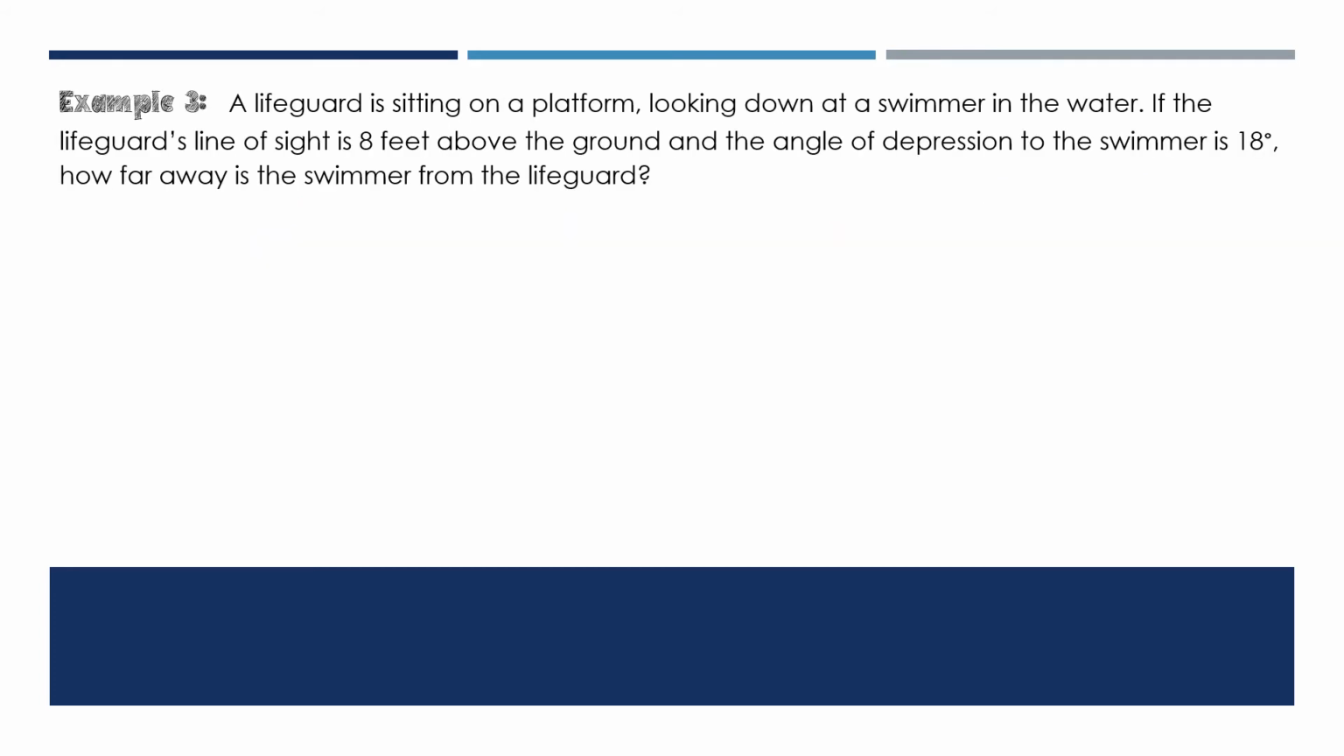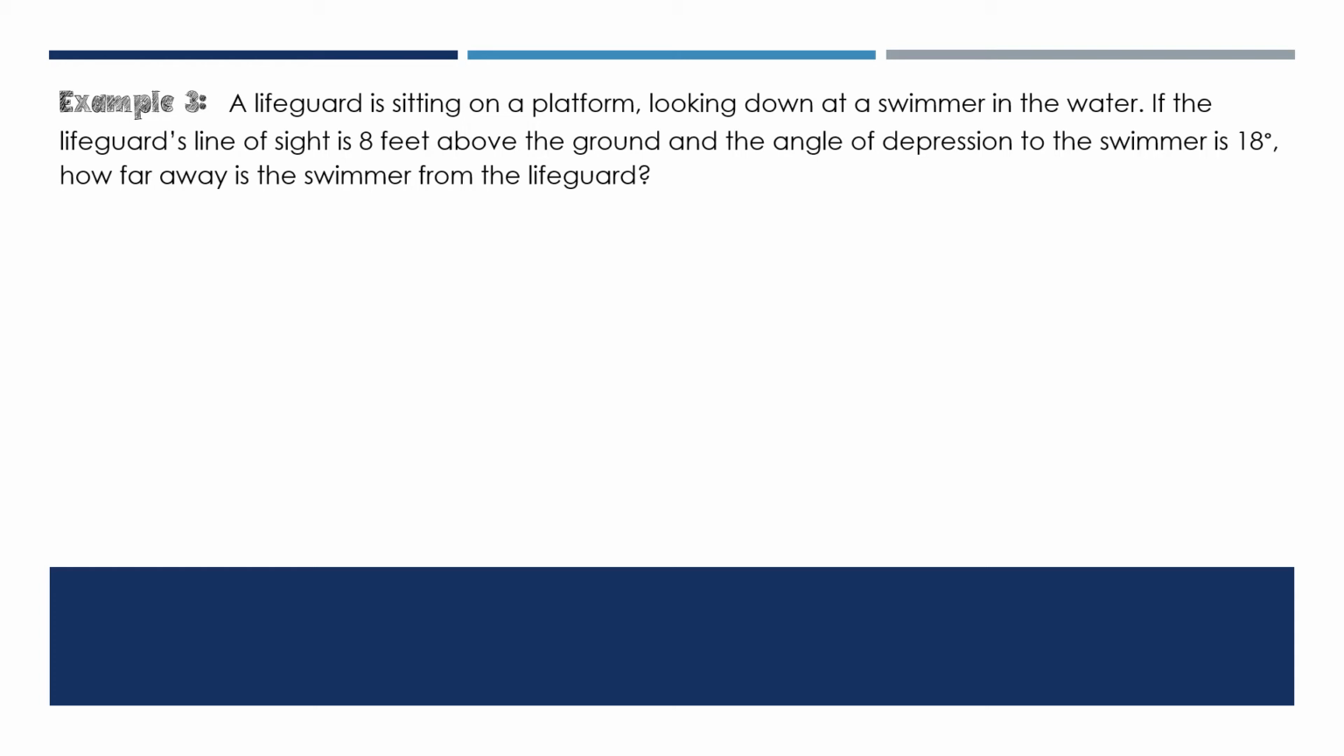So for example 3, a lifeguard is sitting on a platform looking down at a swimmer in the water. So this is actually the picture that we were just looking at. If the lifeguard's line of sight is 8 feet above the ground and the angle of depression to the swimmer is 18 degrees, how far away is the swimmer from the lifeguard?